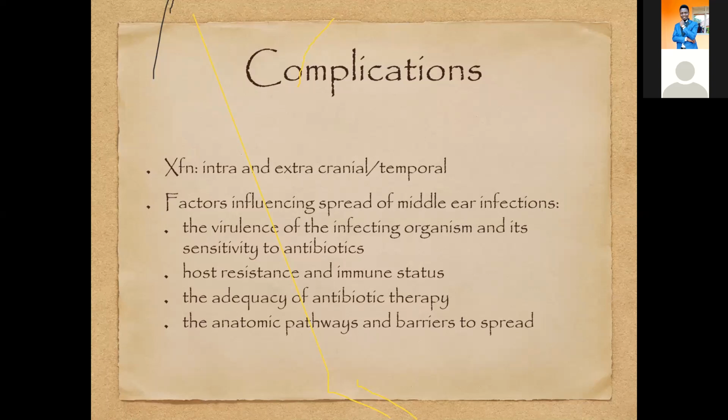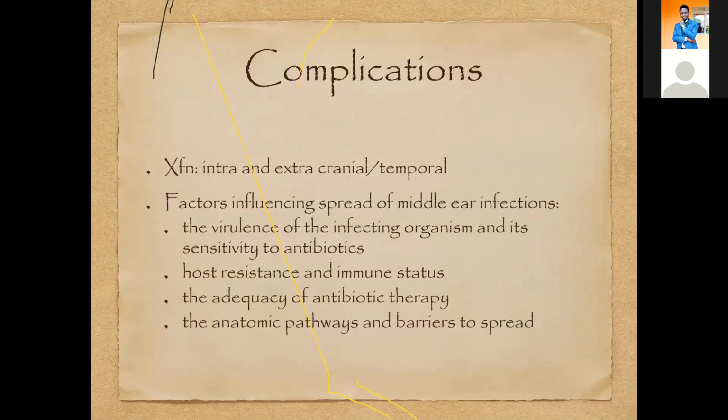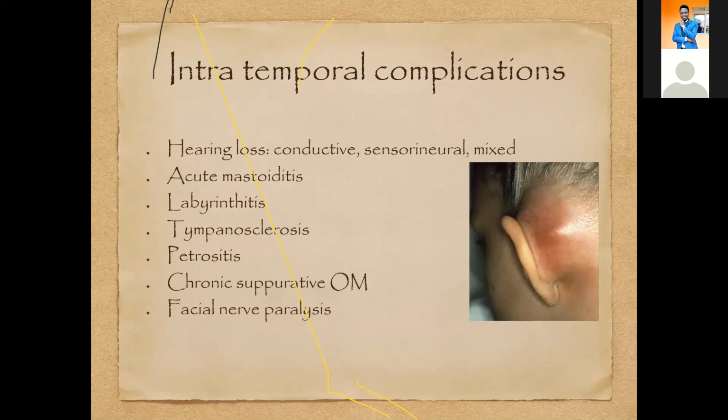In children, the anatomical barriers are not as strong as for adults. So the complications, we have intratemporal and extratemporal. The extratemporal are intracranial. The intratemporal complications are complications that occur in the ear, which we saw is found in the temporal bone. Complications include hearing loss. It can be conductive, sensorineural, or mixed.